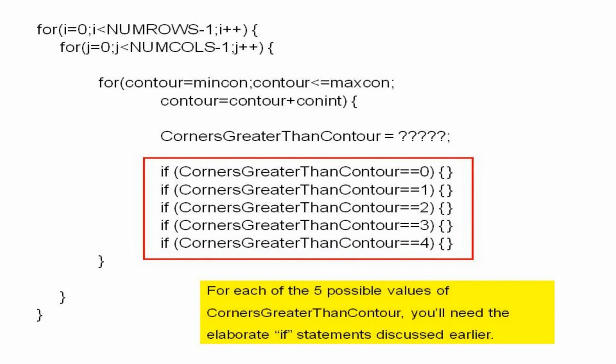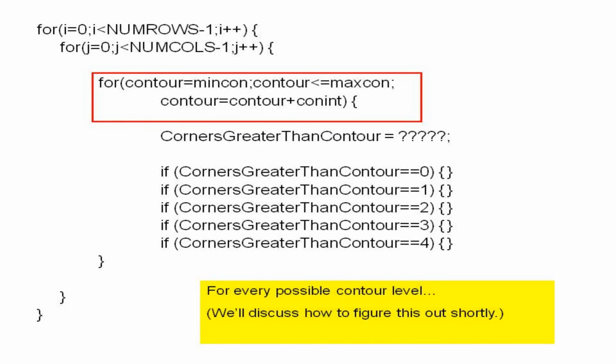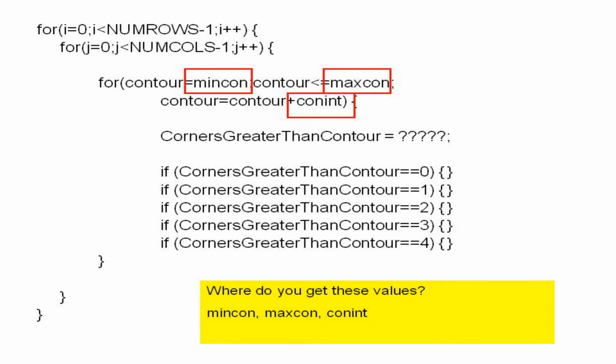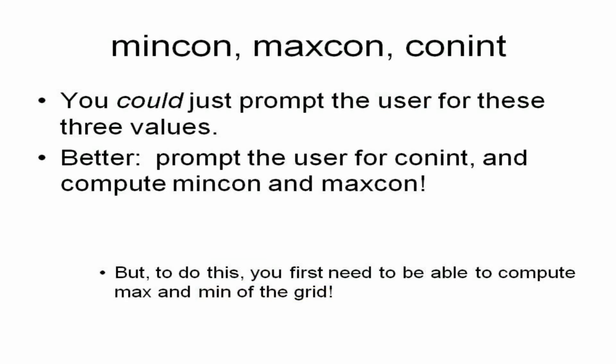But there's one nasty little piece here. See how you're doing this for each of the contours that are drawn, you're counting the corners, you're doing all the steps here and so on. But where did you get these values of min-con, max-con, and con-int? The minimum contour, the maximum contour, and the contour interval. There are a number of different strategies as to how you could get this. It will be okay on this assignment if you just prompt the user. What is the lowest contour you want to draw? What is the highest contour you want to draw? What is the contour interval you want to use? I can live with that.